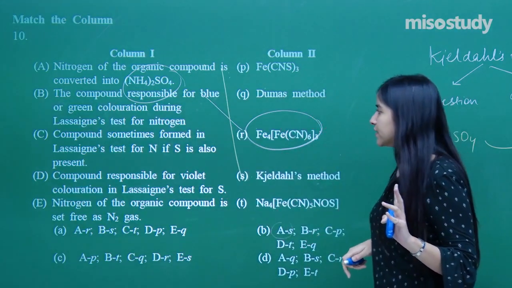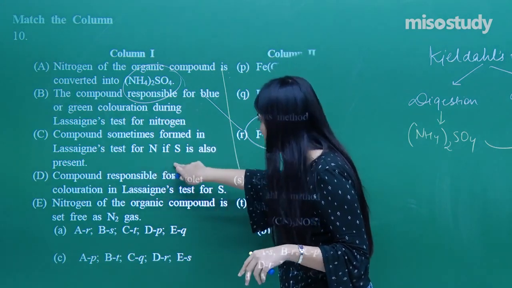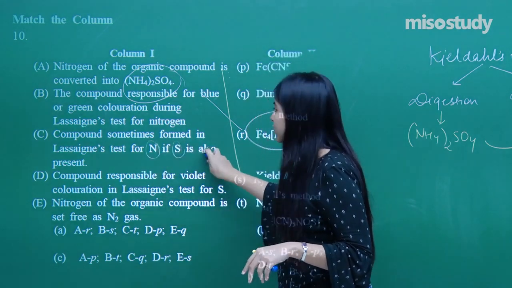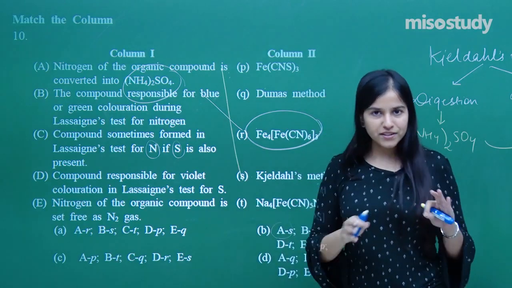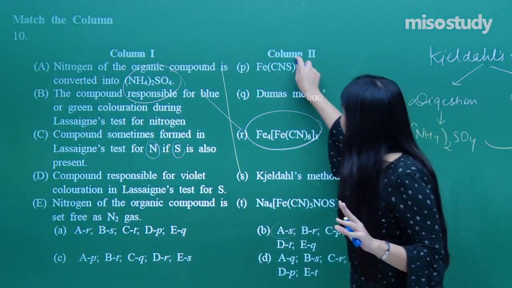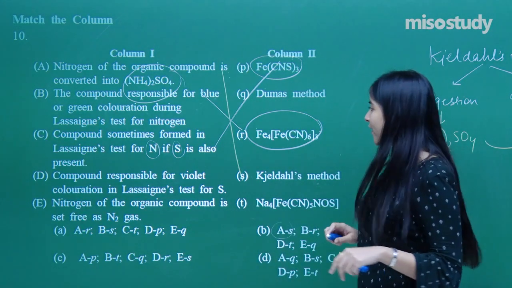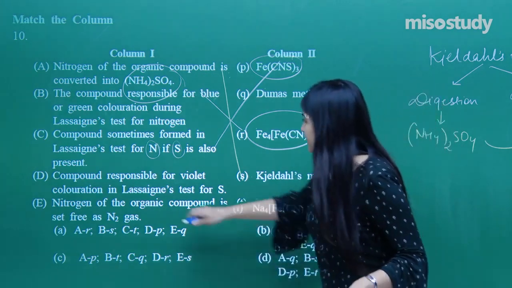Now let us move on to C. Compound sometimes formed in Lassaigne's test for N if S is also present. Whenever sulfur is present, we get the blood red coloration. I hope you remember that. And it is via the formation of this particular compound. Remember or not?